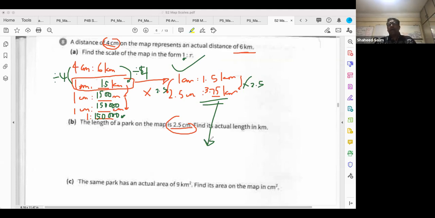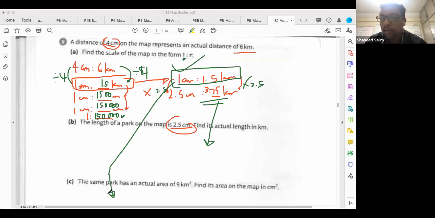So you try now answer for C. Remember what you need to do? From here, I want you to change now to a new scale. Change your new scale on here for area. You know what to do to change for area? You need to square it.